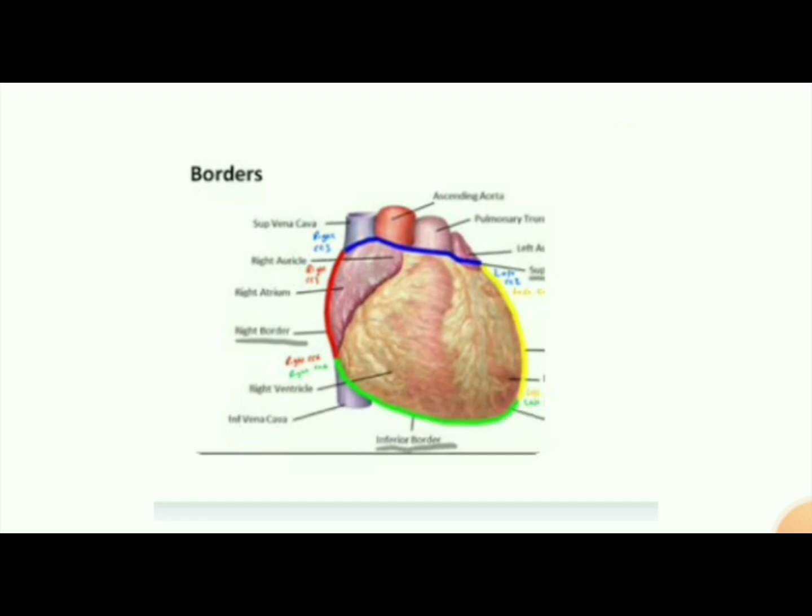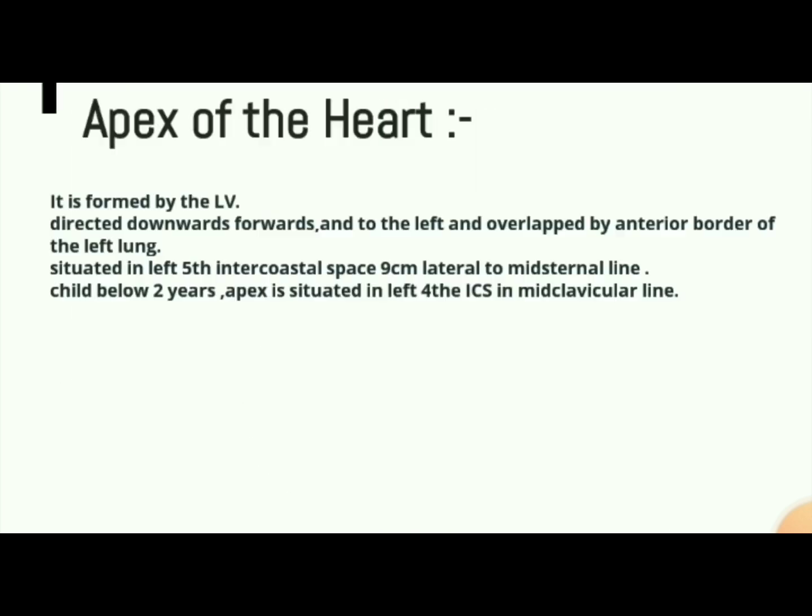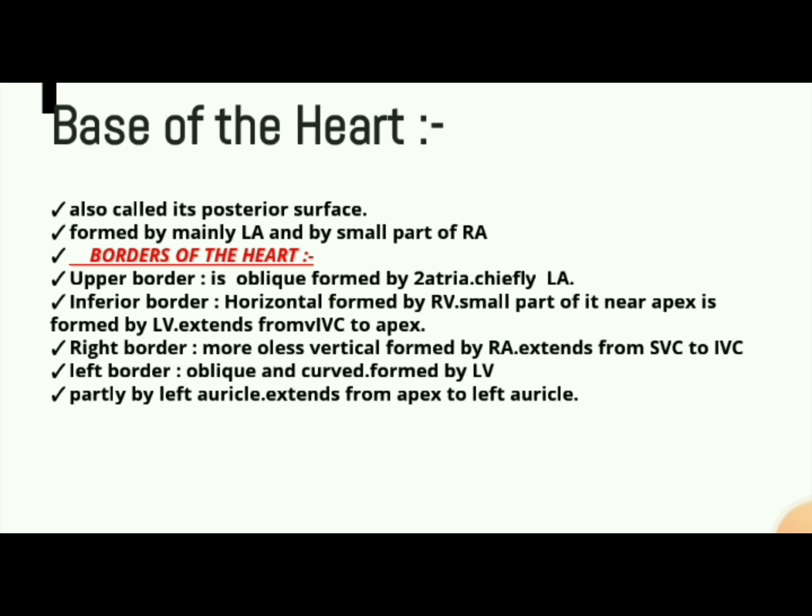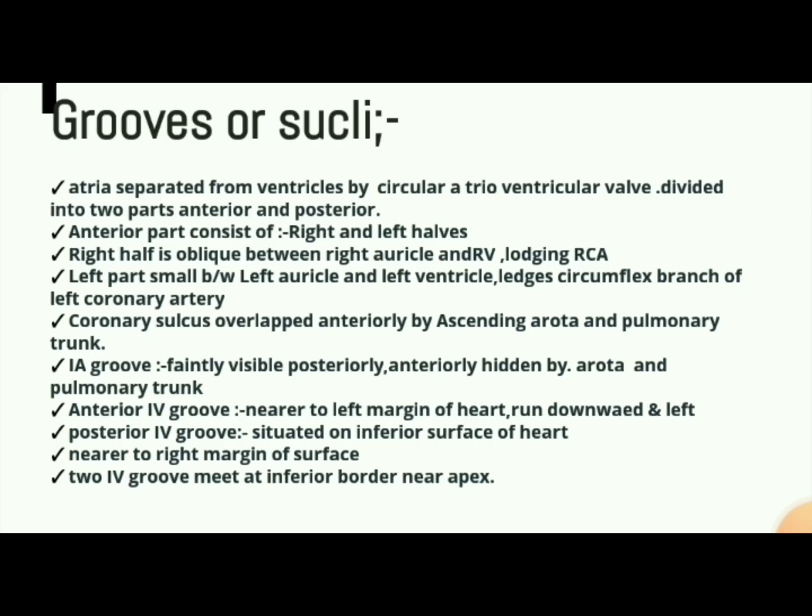Okay, so let's move on with another feature, upper and inferior are done. Now the right border. It is more or less vertical, formed by the right atrium extending from your superior vena cava to the inferior vena cava. Okay, let's look at the right border.